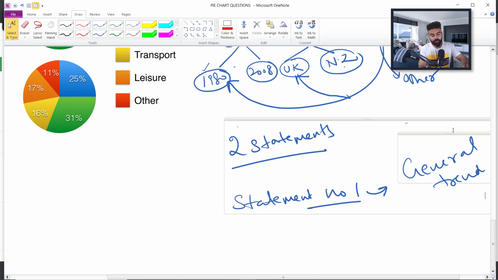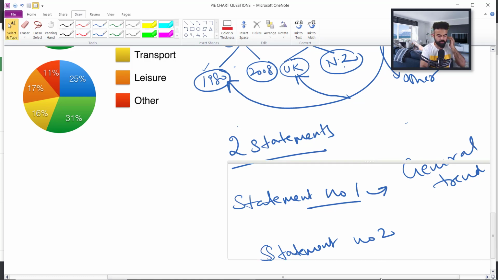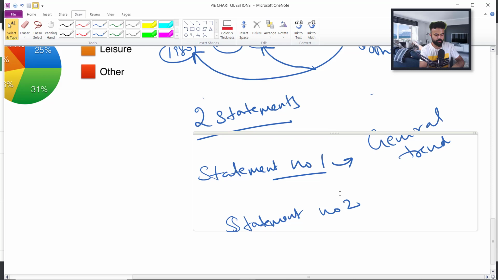Now how you are going to write body paragraphs based on the overview, we are going to discuss in some other video, or you can see the course link below, and then you can find more information there. Okay, so let's talk about statement number 2.